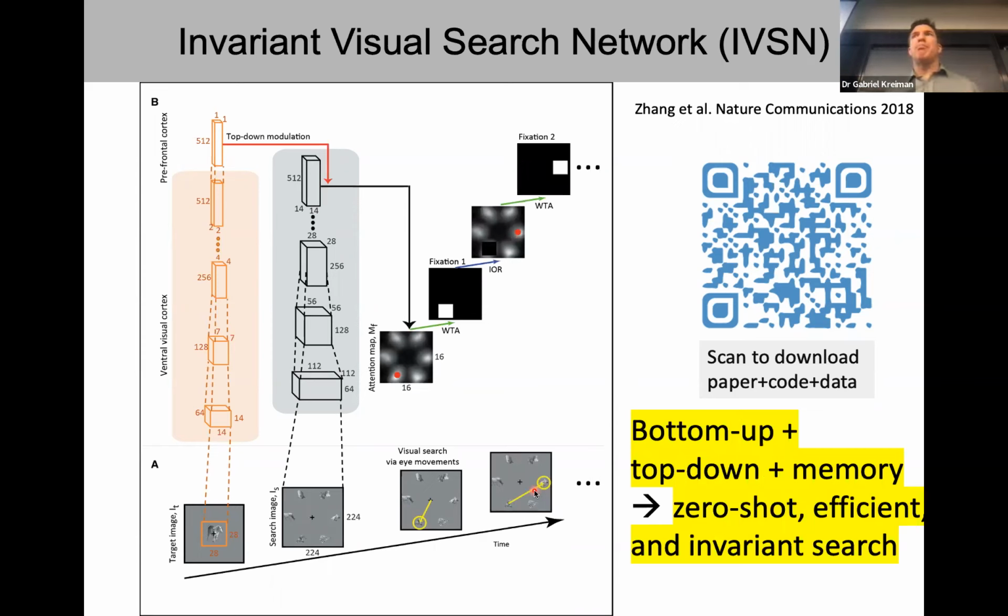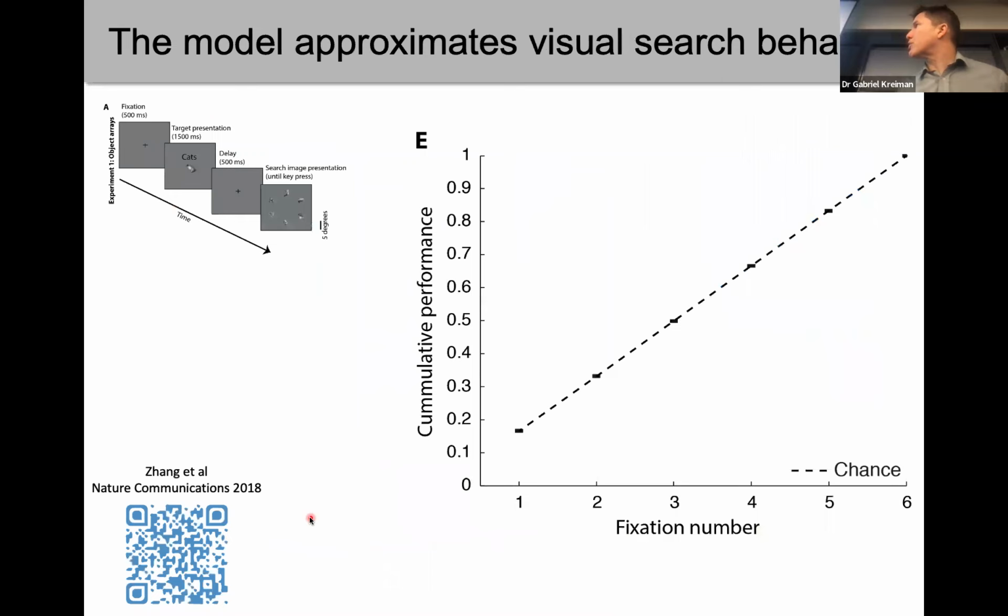So there's a bottom-up component, which is processing the search image and the target image. There's a top-down signal and a memory signal that we tentatively ascribe to prefrontal cortex. And I will argue that this can work in a zero-shot fashion. Again, we didn't train the model at any point with these objects. In fact, there's not a single free parameter in this model. We're not tweaking any parameters in here. And I will argue that this is efficient and also invariant, because this object can be different in the target image and in the search image. For example, we can rotate the object, we can change it, and we can still search for it.